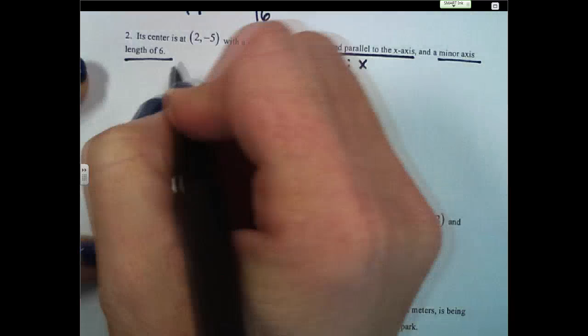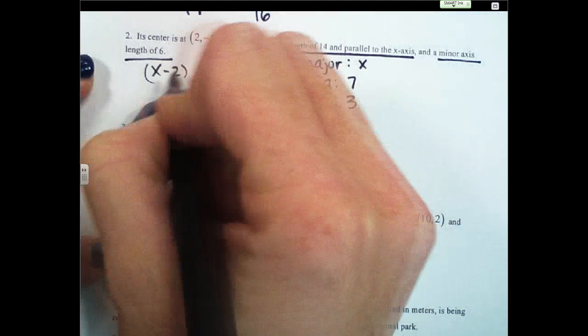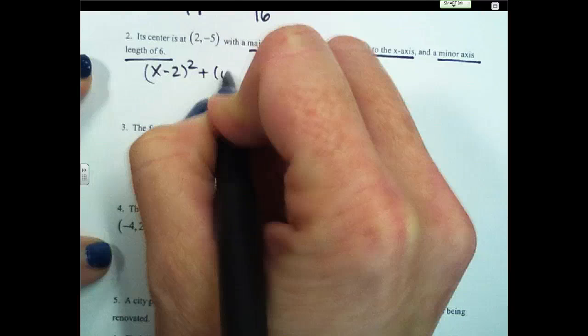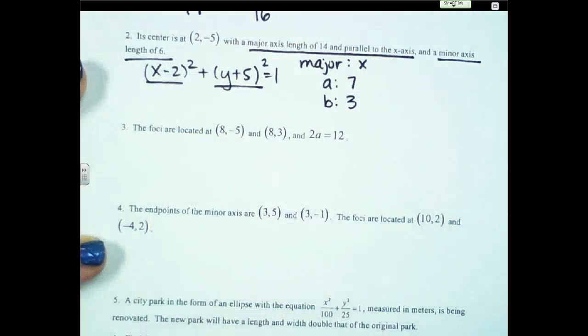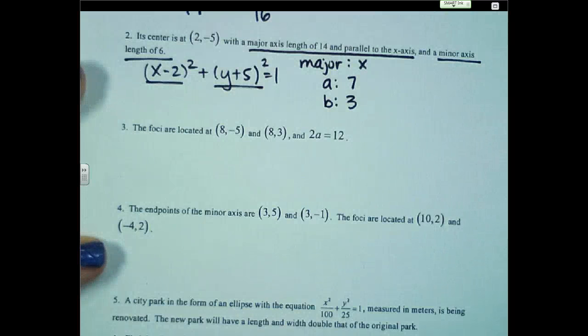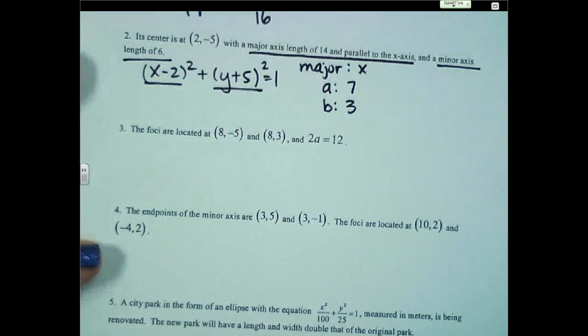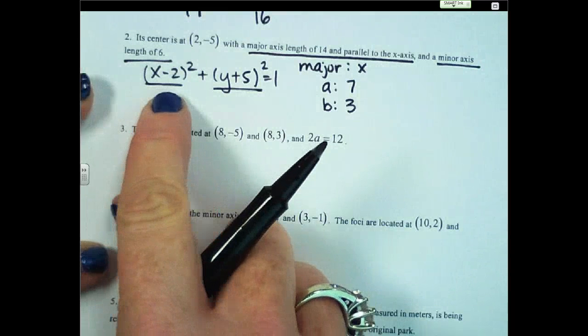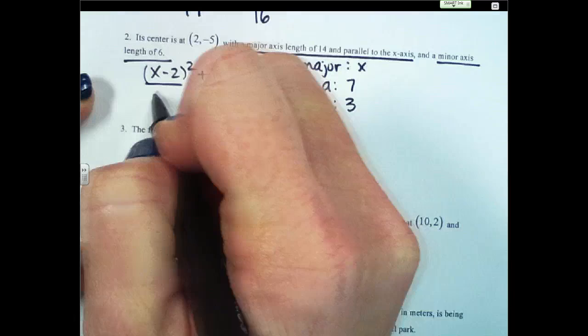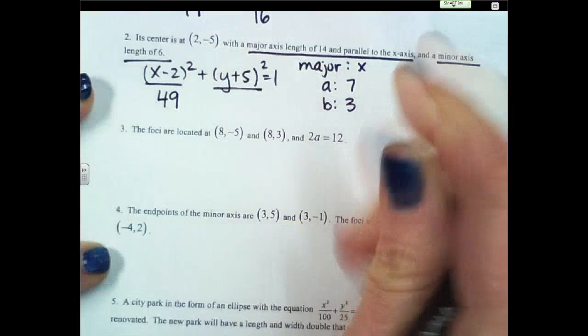Now then, let's write our equation. X minus 2 squared plus y plus 5 squared equals 1. And the major goes with x. So a squared goes under here. What's a squared? 7 squared is 49, good. And then b squared would be 9.